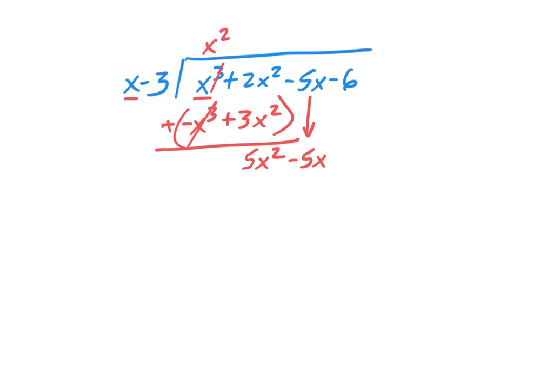What do I have to multiply x by to get 5x squared? 5x, okay? So we're going to put that up here. And whatever number I put up here, we have to distribute to these two things. So 5x times x is 5x squared. 5x times negative 3 is negative 15x.